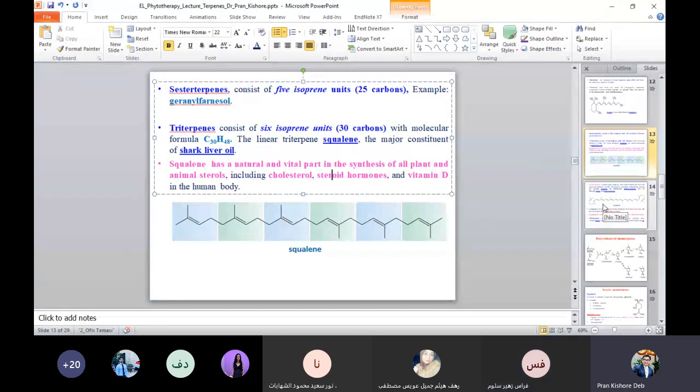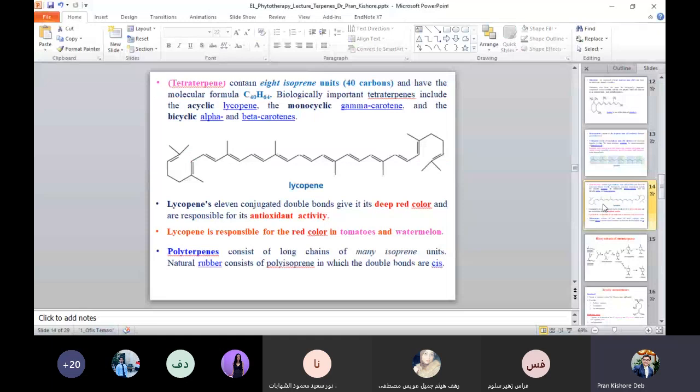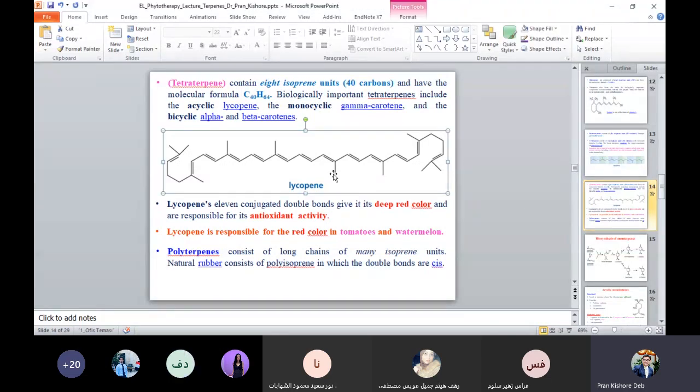So soft gel. So we go to the next, tetraterpene. Tetraterpene contains 8 isoprene units, that is 40 carbons, and has the molecular formula C40H64. Biologically important tetraterpenes include acyclic lycopene, the monocyclic gamma carotene, and bicyclic alpha and beta carotene.